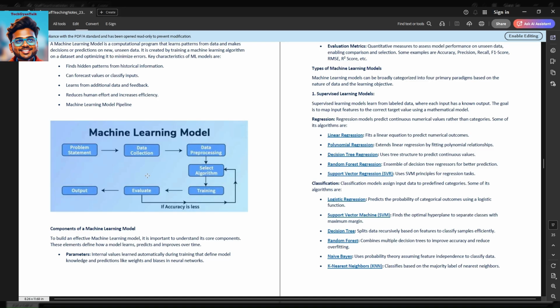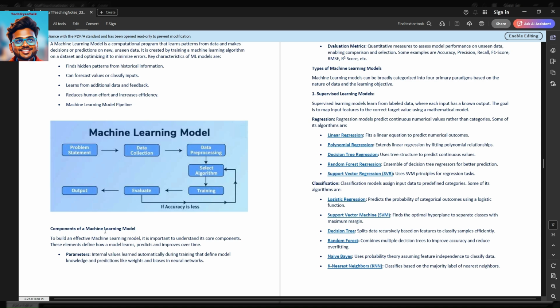Once the data is collected, the raw data from the data set, next we have to do pre-processing. Once data pre-processing is done, next it goes to select algorithms, and next it goes to training, where with the collected data using the algorithm you will be training the model and evaluating the model and the algorithm as well. If accuracy is less, again the process will be repeated from select algorithm, training, and evaluate. And once it achieves the optimal level, or the expected output, then we stop the process.